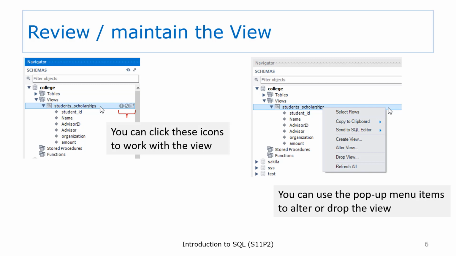Once you click on the view object, you'll see the three icons on the right. These work the same as the icons for a table. You can click the icons to get more information about the view and to run the view and open a result grid to show the results.